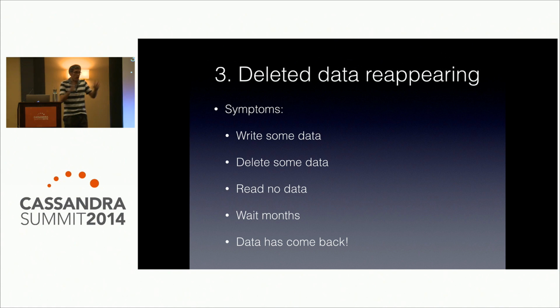So here's what happened. We wrote some data, and then we deleted it, and then we didn't read it. And then we waited months. Everything was happy. And then suddenly, this data was there again. Where did it come from? Why is it there? What happened?